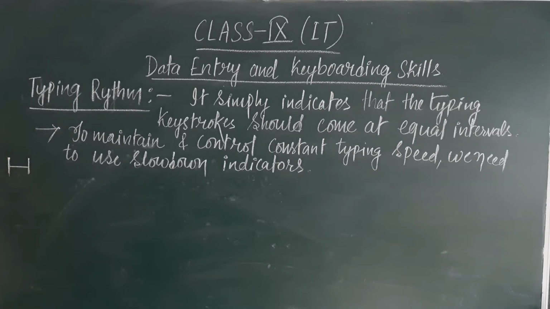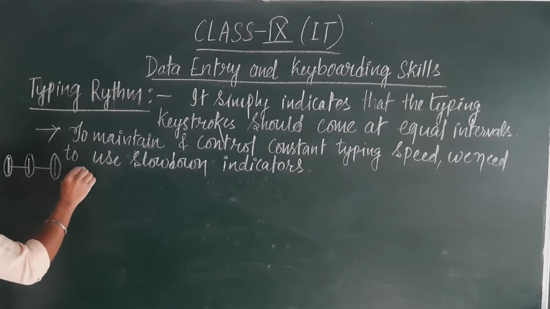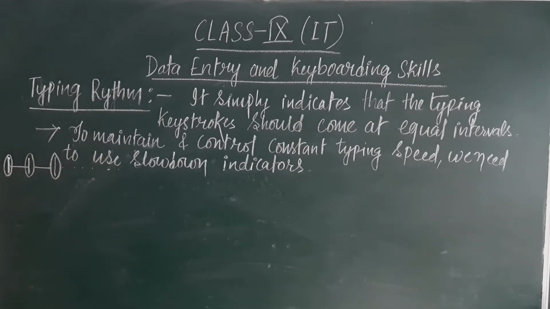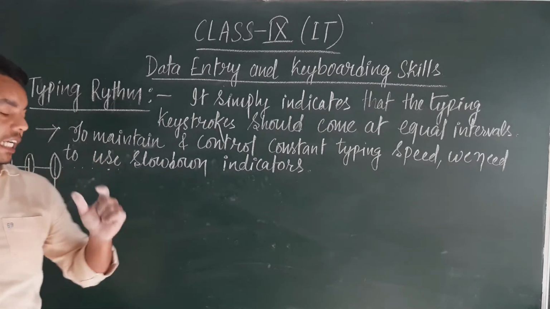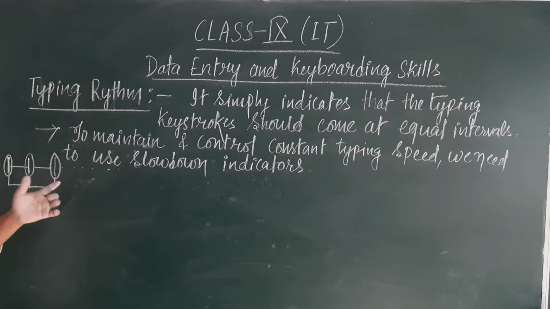Suppose here I have inserted using a keystroke, second keystroke, third keystroke, and like this I am continuing. Now the time duration between these keystrokes should be equal. That means each and every keystroke, the stroke which we provide to the key by means of our muscle memory, should come at equal intervals.